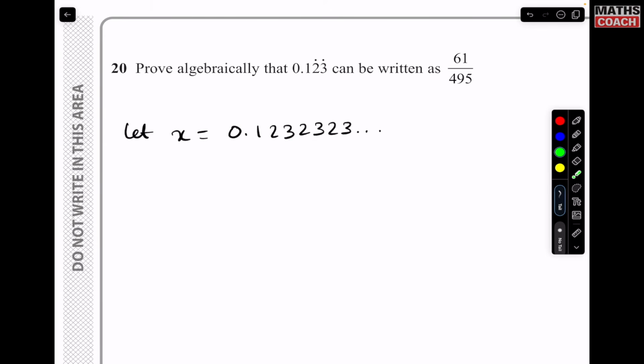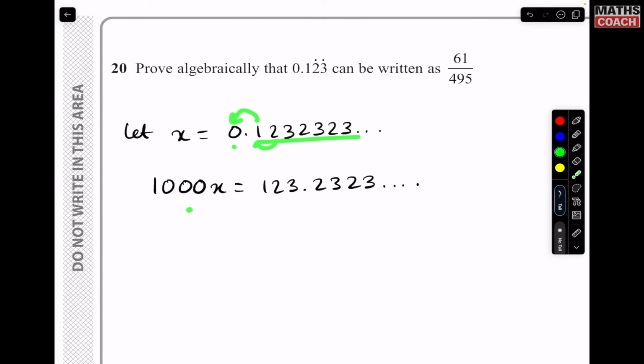So it's better that we do 1,000, because then we'll have the 2, 3, 2, 3 again repeating. So we take all of that over by doing times by 1,000. So we say 1000x is equal to 123.2323 dot dot dot. And then we can have a 10x. Okay, so 10x would mean that the 1 jumps over here, the 2 would go there, repeating the 2, 3, 2, 3.